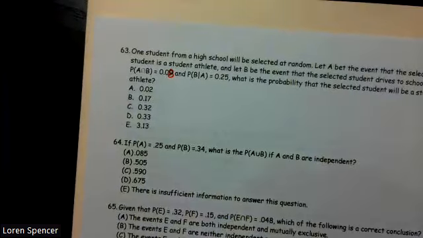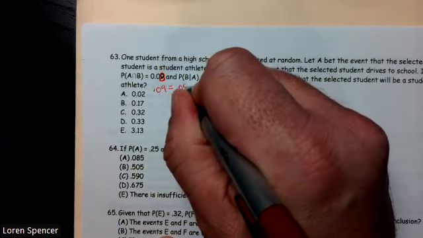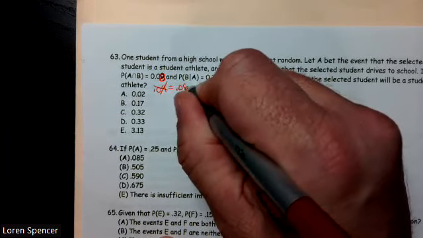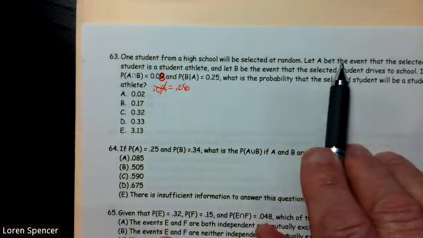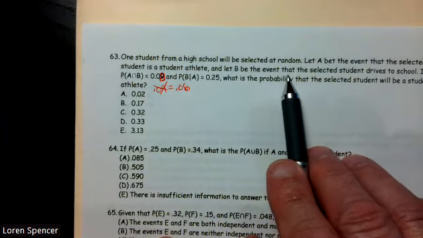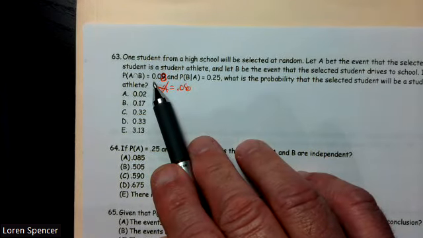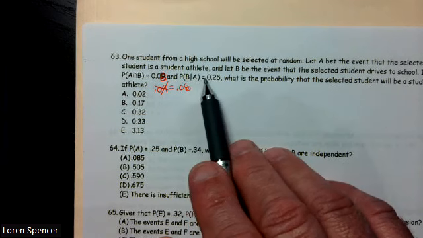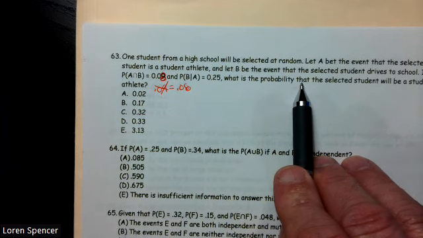All right, there's a typo on this. Yours says 0.09. Change that to 0.08. All right, not 0.09, but use 0.08. So one student from a high school will be selected at random. Let A be the event that the selected student is a student athlete, and B be the event the selected student drives to school. If A and B equals 0.08 and B given A equals 0.025, what is the probability that it'll be a student athlete?